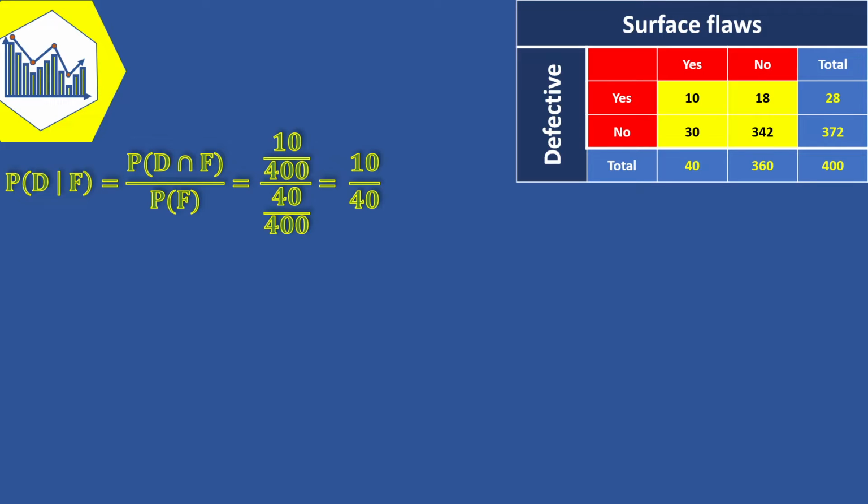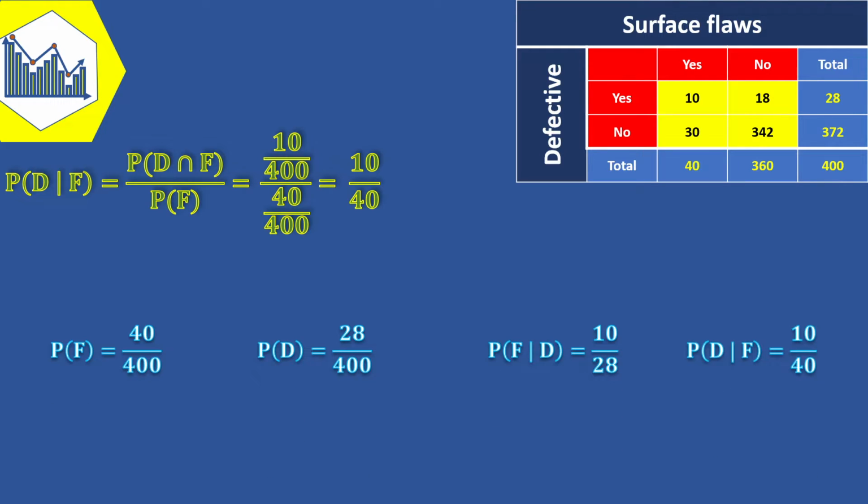And it is equal to 10 over 400 divided by 40 over 400, that equals 10 over 40. Here we can see all the remaining probabilities, and note that in this example all 4 of the following probabilities are different. Here, the probability of D and the probability of D given F are probabilities of the same event, but they are computed under 2 different states of knowledge. Similarly, the probability of F and the probability of F given D are computed under 2 different states of knowledge.